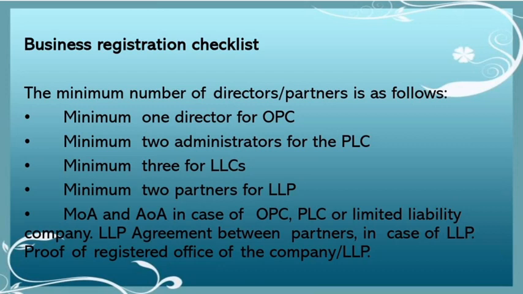The registration checklist requires that the minimum number of directors or partners be followed: minimum 1 director for an OPC, minimum 2 directors for a PLC, minimum 3 for LLCs, minimum 2 partners for an LLP, and a memorandum of association and articles of association in case of an OPC, PLC or limited liability company. An LLP agreement between partners in case of an LLP, then proof of the registered office of the company or LLP.